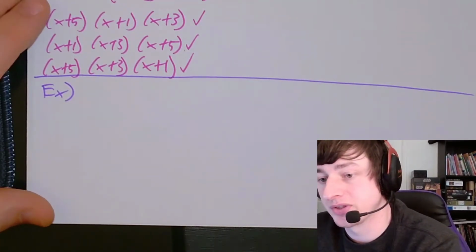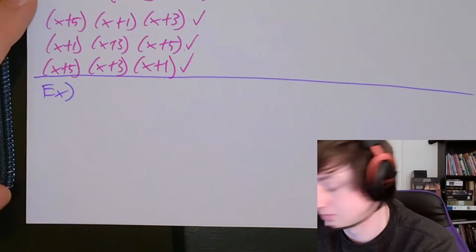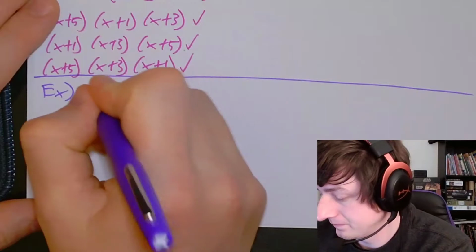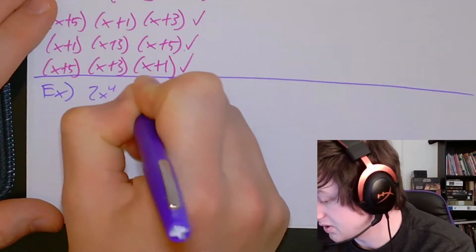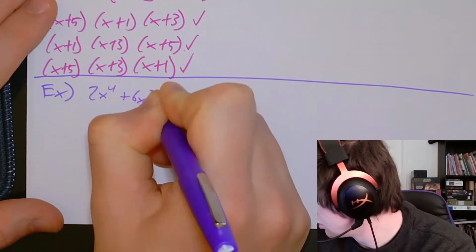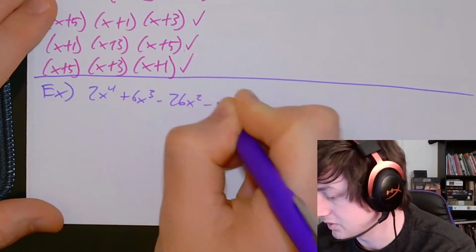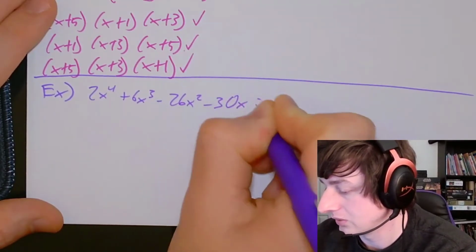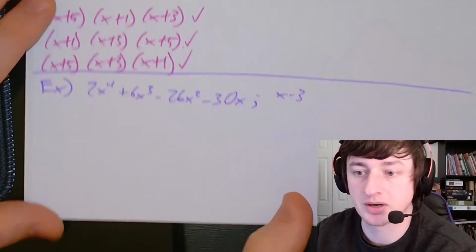Okay, always with these, I want you to check if there's a greatest common factor first. So 2x to the 4th plus 6x cubed minus 26x squared minus 30x. And we're going to factor out x minus 3. That's the one they've given us to factor.